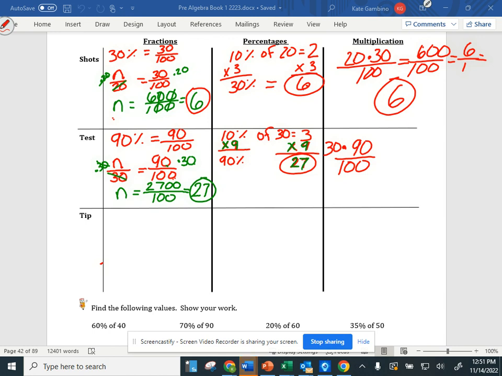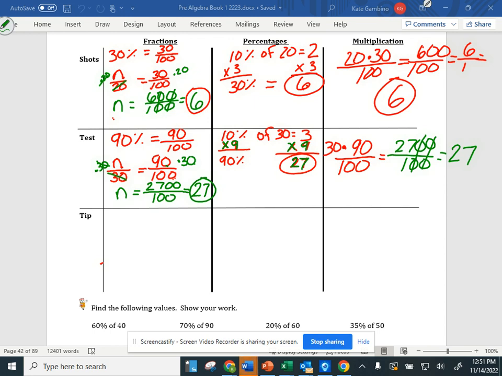She got 90% of them right. What's 30 times 90? 2,700 out of 100, which equals 27.